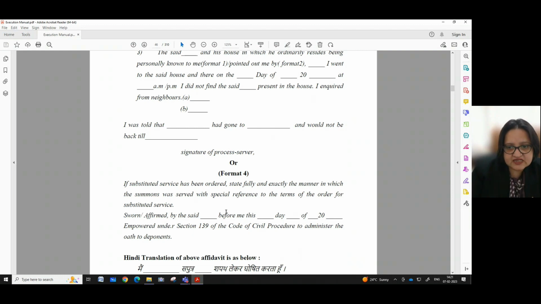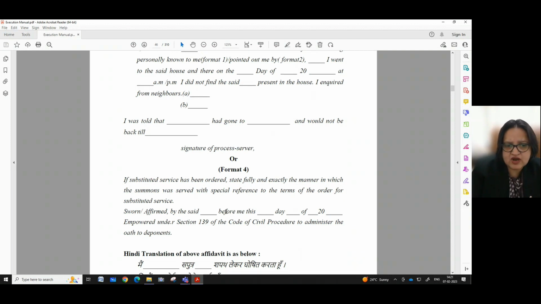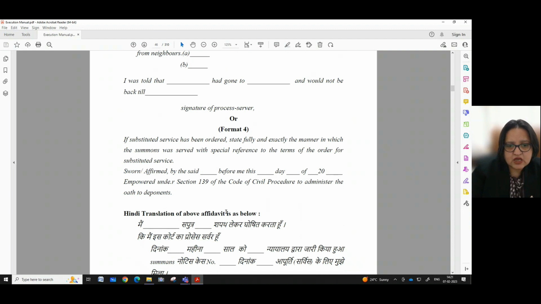Again, there is a format 4 for para number 3, that if the substituted service has been ordered, state fully and exactly the manner in which the summon was served with special reference to the terms of the order for substituted service. Sworn or affirmed by the said person before me this, the date has to be filled. Empowered under section 139 of the Code of Civil Procedure to administer oath to deponents.